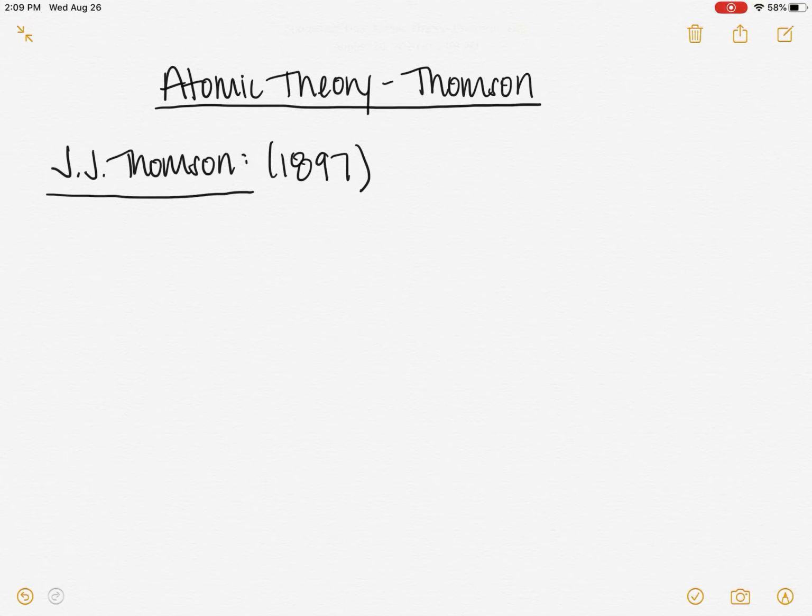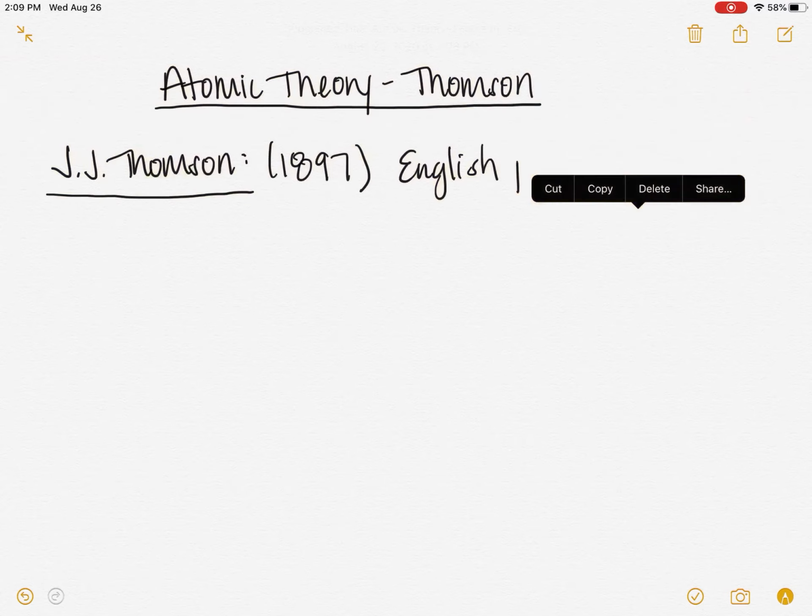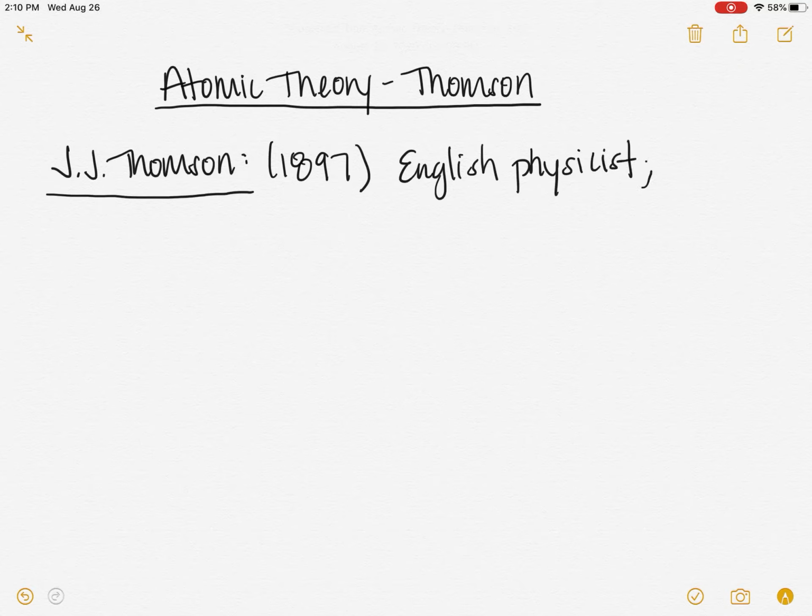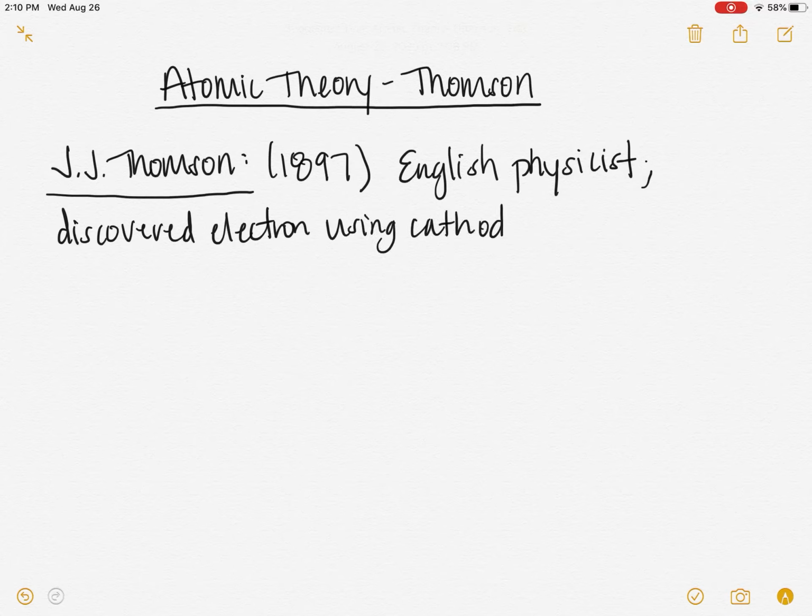So the next theorist we meet is J.J. Thomson, and the year is 1897, and he is an English physicist. So he actually studied physics and not chemistry. And he is credited with the discovery of the electron using something called a cathode ray tube.